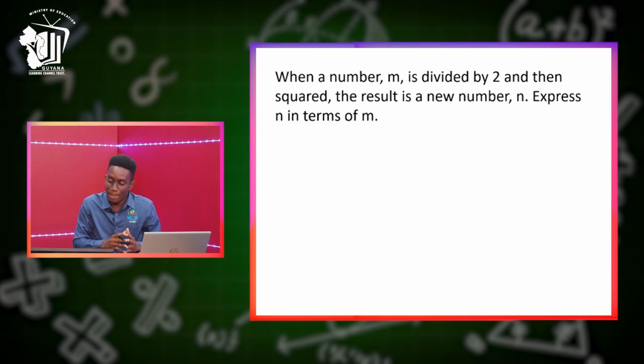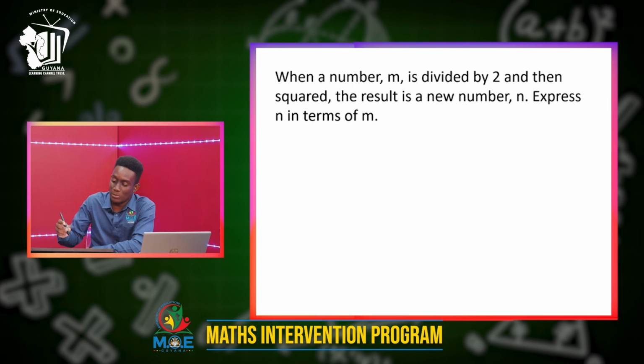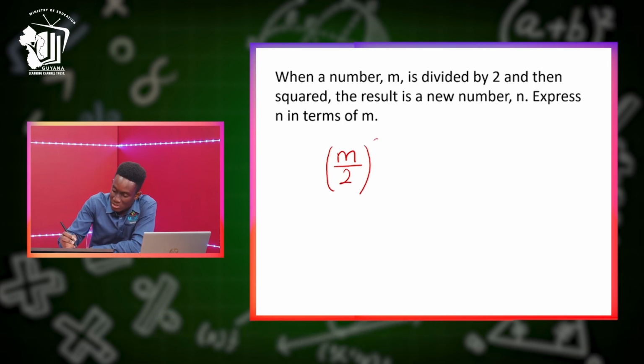When a number m is divided by 2 and then squared, the result is a new number n. Express n in terms of m. So n will be equal to something that is m. The unknown on the other side will be m. So let's go through this step by step. So when a number m, so you have m here, is divided by 2, and then squared. So this entire thing will be squared. The result is a new number, n. So this is equal to n. Express n in terms of m.